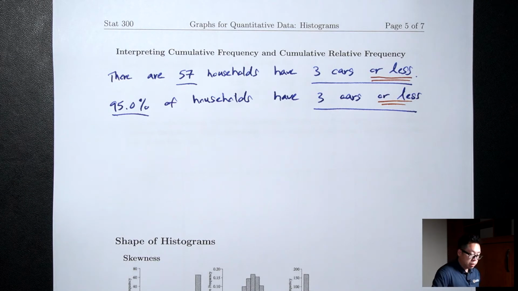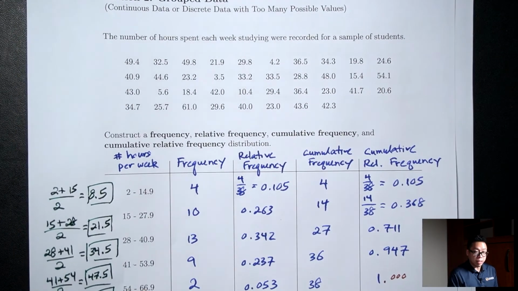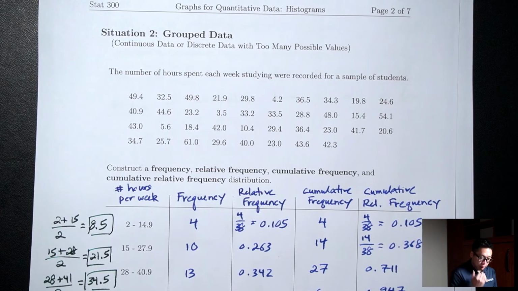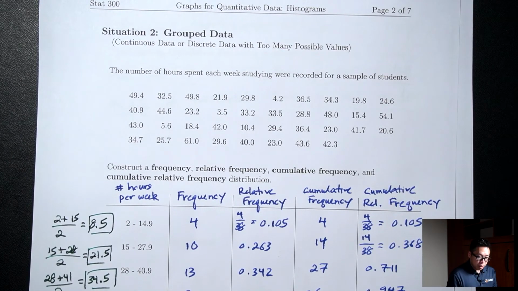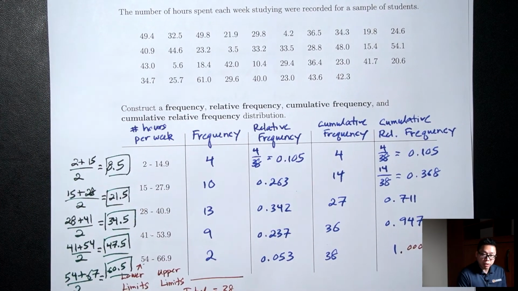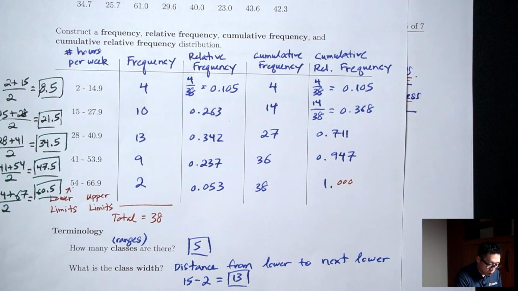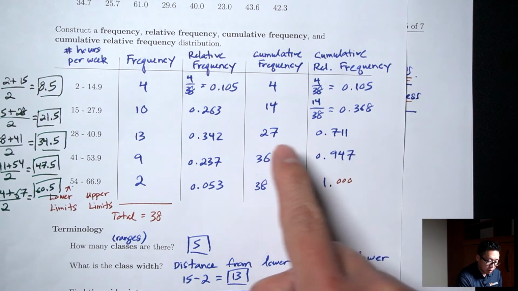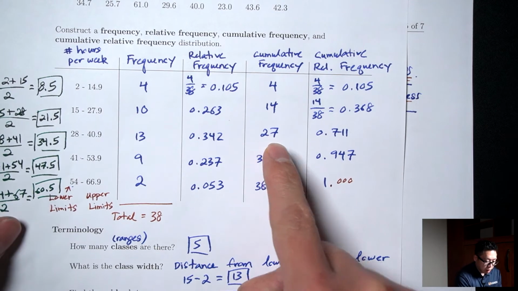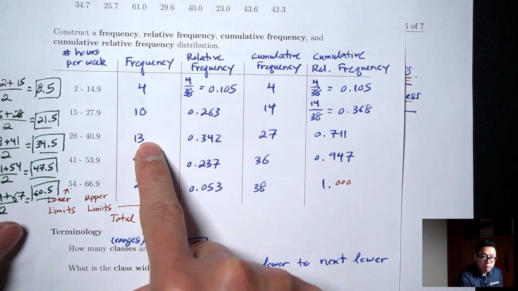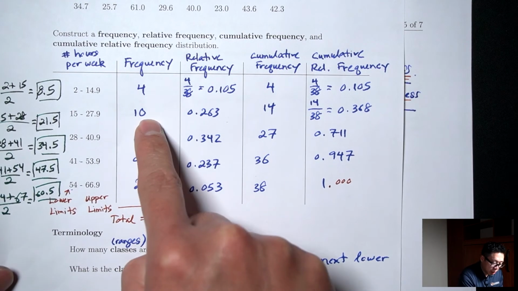All right, so now let's interpret some cumulative frequencies and cumulative relative frequencies in the second situation with grouped data. So here we're talking about number of hours that students study per week. Okay, it's grouped data because we're breaking up our data into ranges. And let's interpret this 27 and this 0.711. Okay, 27. Now, once again, we got this 27 by adding 13 and everything before it. So 13 plus 10 plus 4.